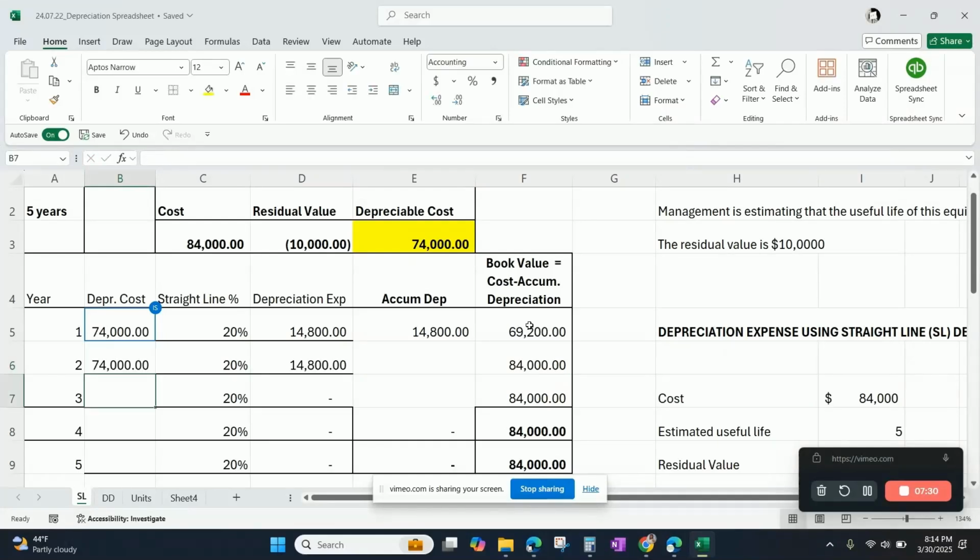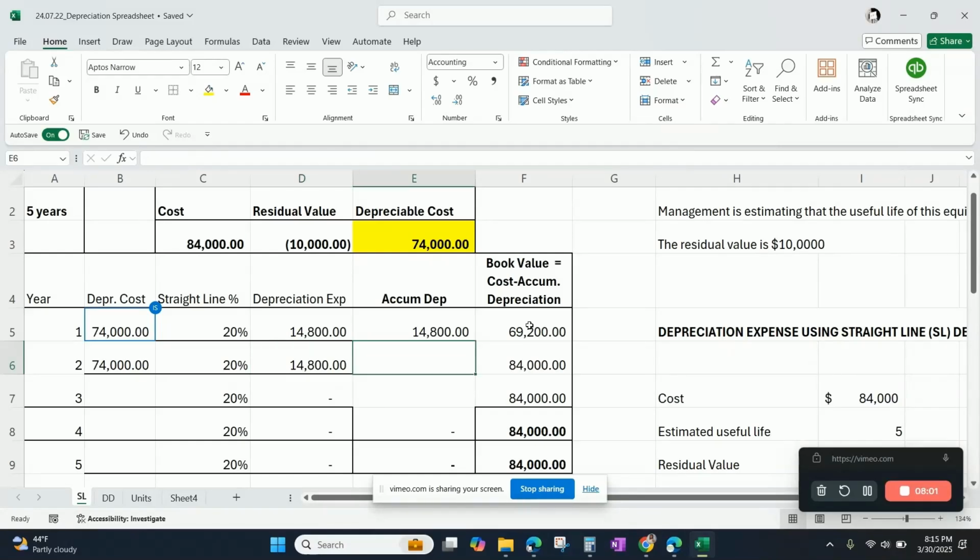Again, cost is the same, right? Depreciable cost multiplied by 20%. Now, remember I told you this is the straight line method. The straight line method is, as the name implies, straight. Straight is a line that goes straight and never bends. It's constant. It remains unchanged. So the depreciation expense for every year will be the same.